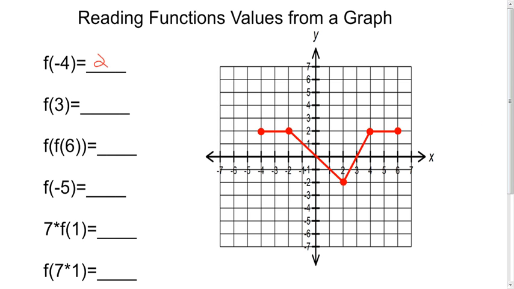Similarly, for f at 3, I consider 3 to be the input, and then I will go to the x-axis for 3, and then find where it's paired up with the graph, and here it happens to be (3, 0). So 3 is the input, 0 is the output.